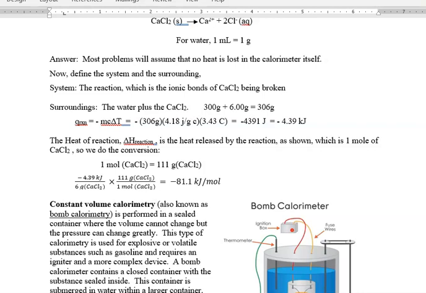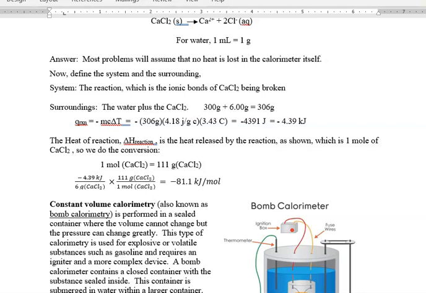The surroundings is the water plus the calcium chloride. So the mass of the surroundings is the 300 grams of water plus the 6 grams of calcium chloride. That's the mass that's absorbing the heat, both of those together.